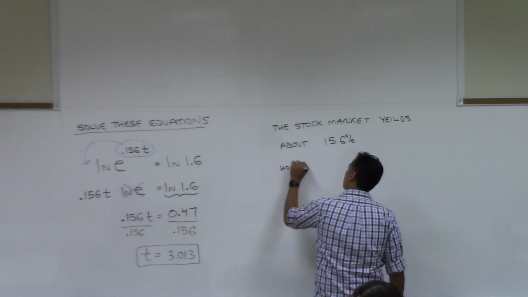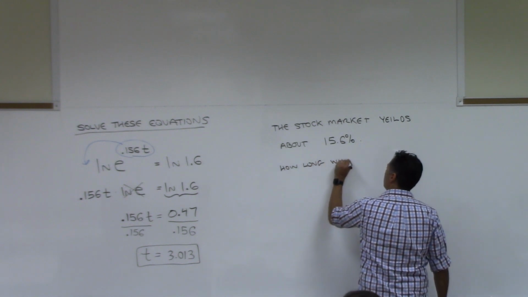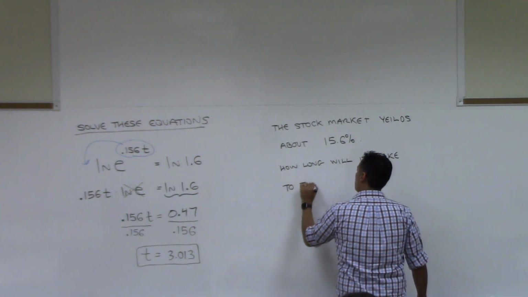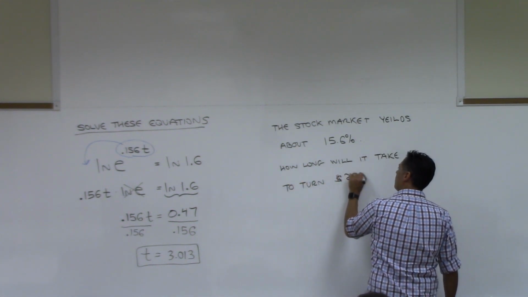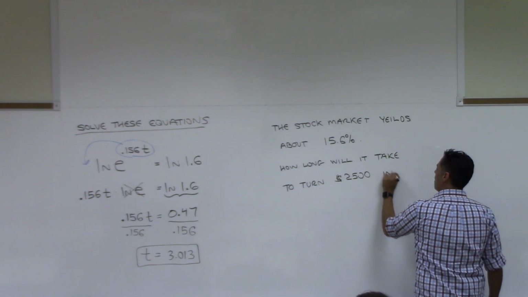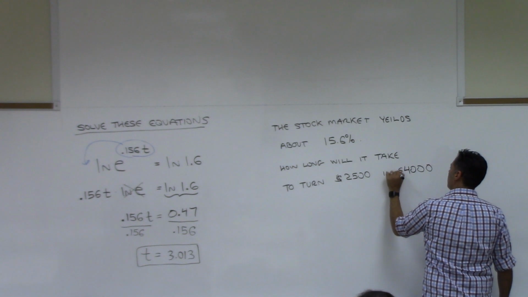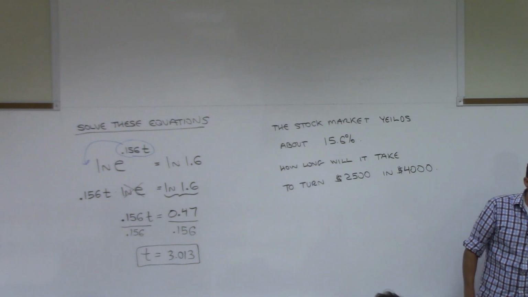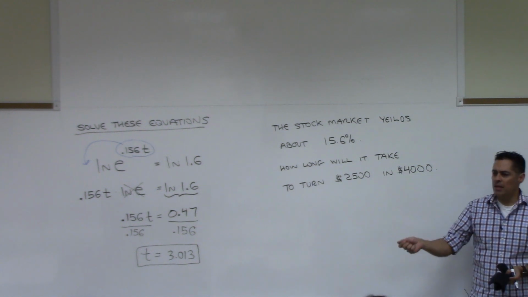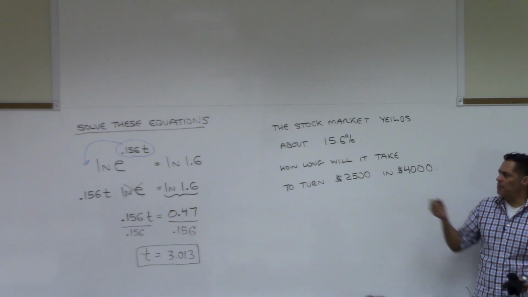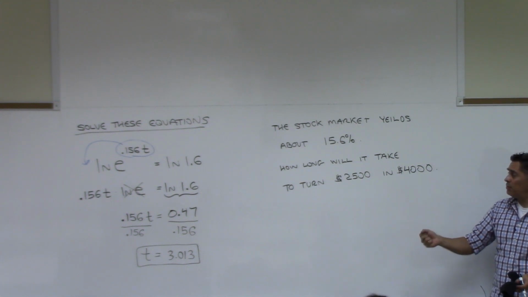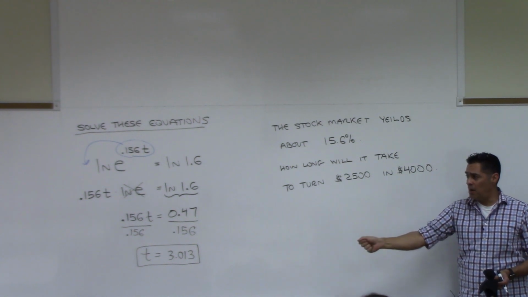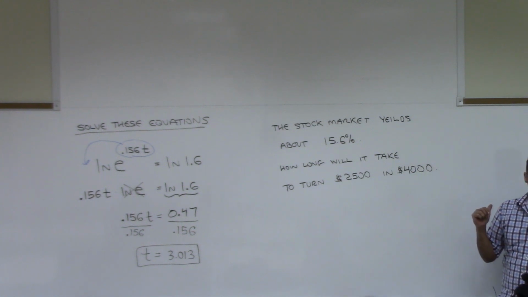How long will it take to turn $2,500 into $4,000 if you invest in the stock market at this percent yield, all right? So this is like you putting money into the bank and they pay you for your money. Same thing. We're putting money in the stock market. We're anticipating 15.6% return. We want to know how long it's going to take to turn $2,500 that I put in the stock market into $4,000, okay?